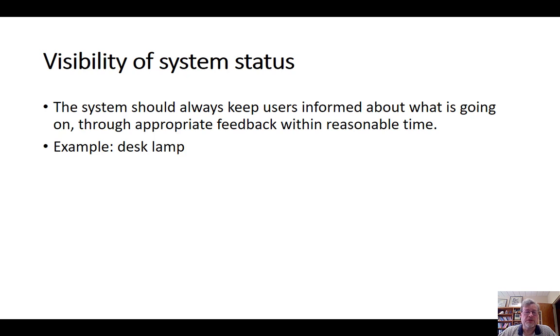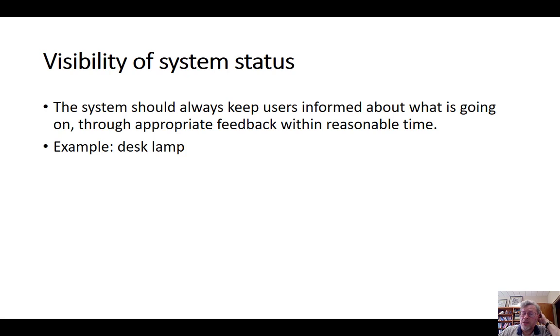Visibility of, so first one, visibility of system status. The system should always keep users informed about what is going on through appropriate feedback within reasonable time. His example, which I didn't think was that great, is a desk lamp. When you flick the on button, you can tell that it's on, right? When you flick it the other way, you can tell it's off. Now, that's sort of inherent in the design.